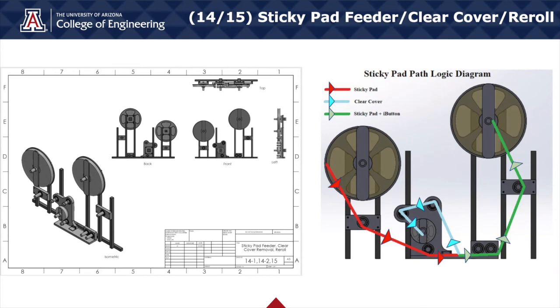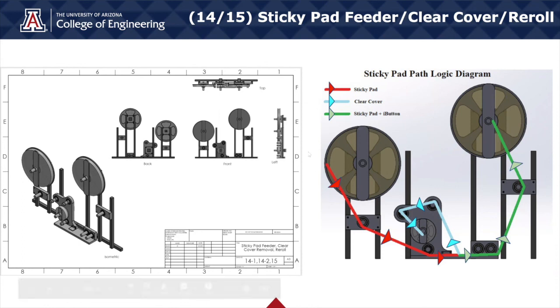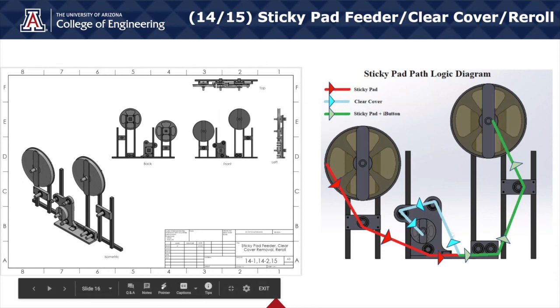This is the sticky pad feeder, clear cover removal, and reroll with the model of how the tape path would work. So it shows the sticky pad tape is moved, the clear cover is then removed, and the sticky pad plus a placed iButton is then re-rolled.